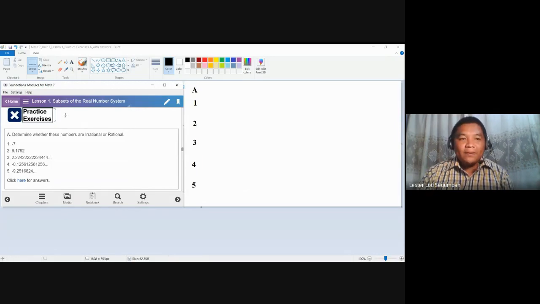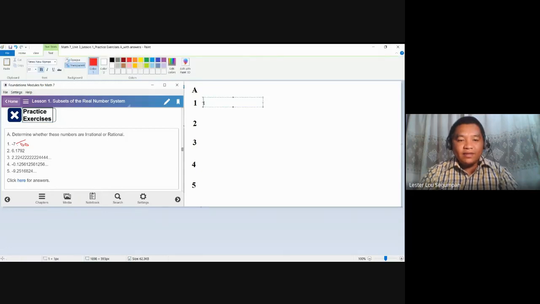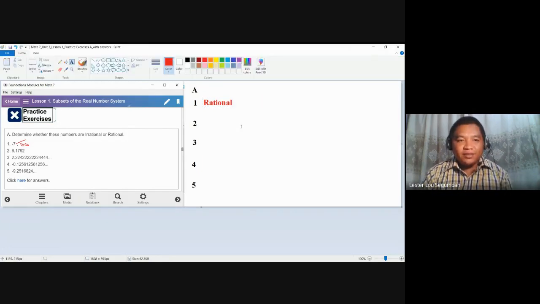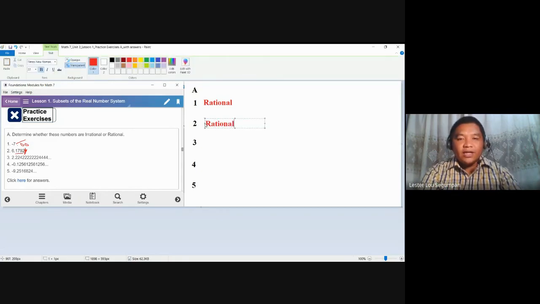So for number one here, it is an example of an integer. An integer, just like this, may be given with decimal notations 0.000..., or you don't need to do that actually, but if it's like that, this is an example. Number one, negative 7, is an example of a rational number, or it belongs to the set of rational numbers. Number two, as you have noticed, we have decimal notations here, 0.1792. It ends here. It doesn't have any more decimal values. In short, this is also an example of a rational number.